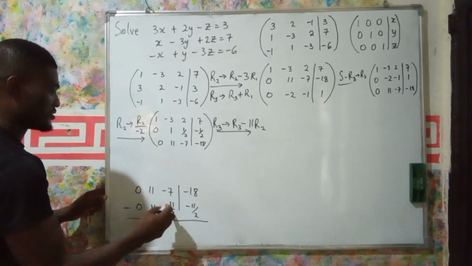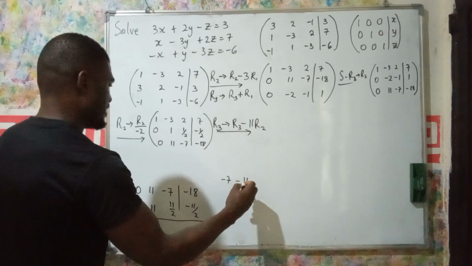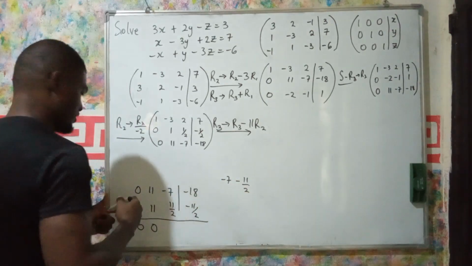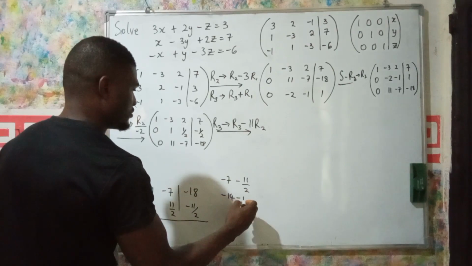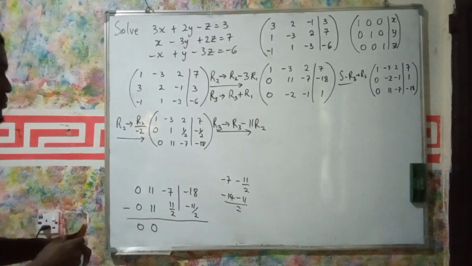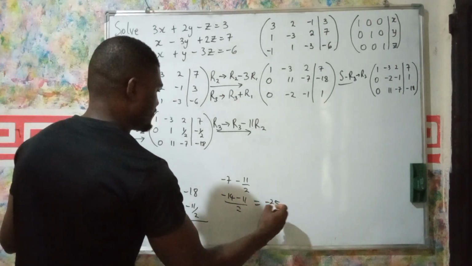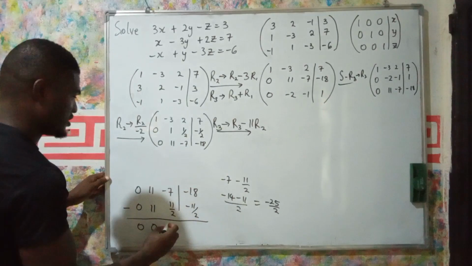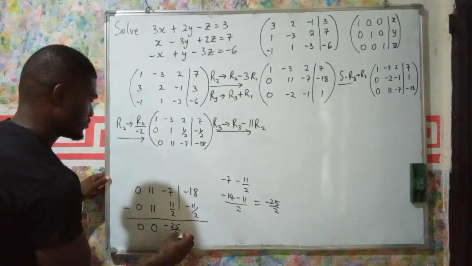Minus 7 minus 11 over 2, we can put it down. Minus 7 minus 11 over 2, where the LCM is 2. And this becomes minus 14 minus 11 over 2. Alright? So minus 14 minus 11 is going to give us minus 25 over 2. So at this point we have minus 25 over 2.